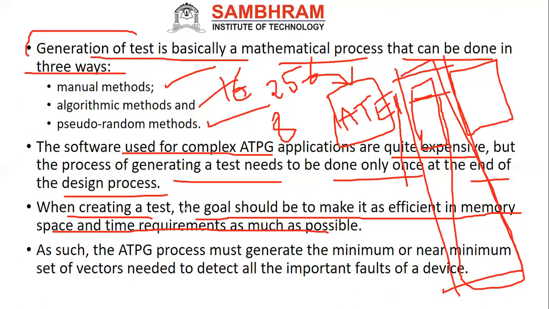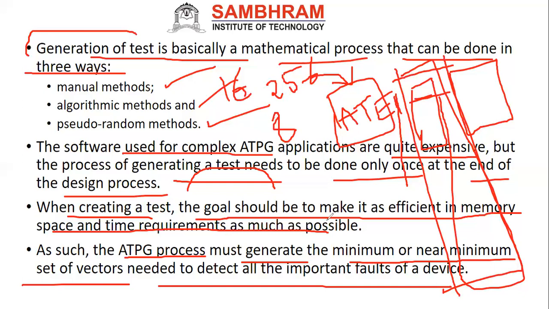So when you create a test, the goal should be to make it efficient in memory space and time requirement as much as possible. Why? Because as the memory size increases, there will be a delay in accessing the data from the memory to test. So the ATPG process must generate the minimum or near minimum set of vectors needed to detect all the important faults of the device. With the help of the ATPG, we can use only the minimum set of vectors, not more. So we cannot say the ATPG has 100% accuracy.